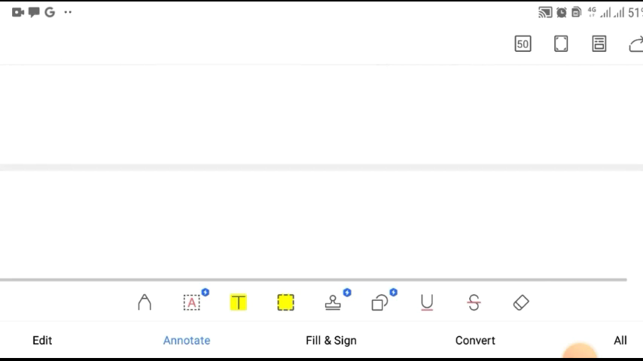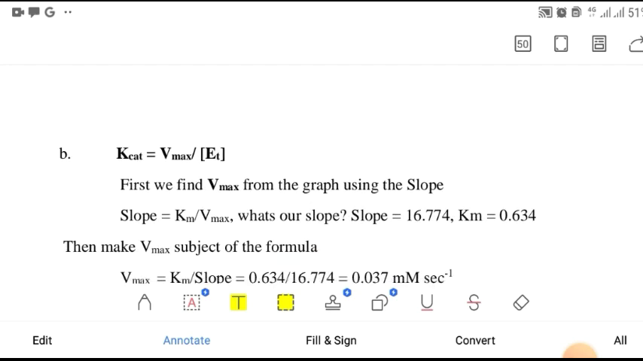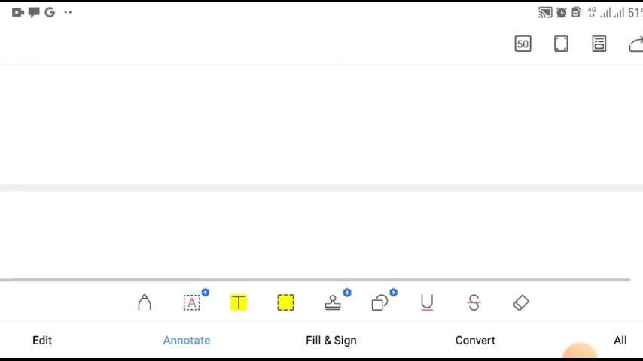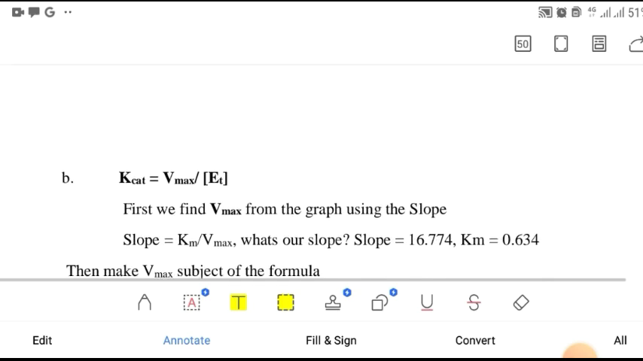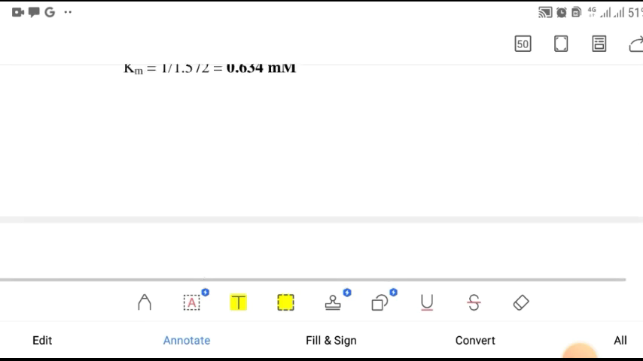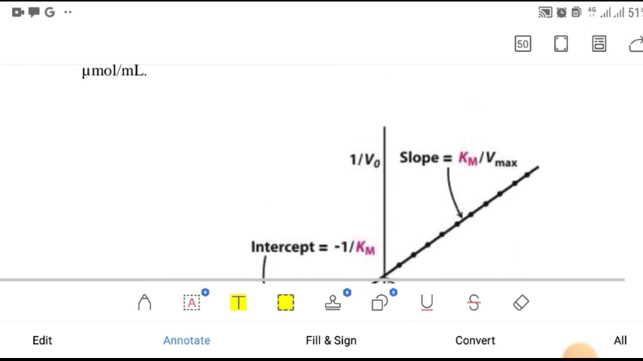Now, the next question is, what is your Kcat? Remember, your Kcat is your Vmax over total enzyme. Now, the question is, we don't have our Vmax. How do we calculate our Vmax? Remember your slope, which equals Km over Vmax.